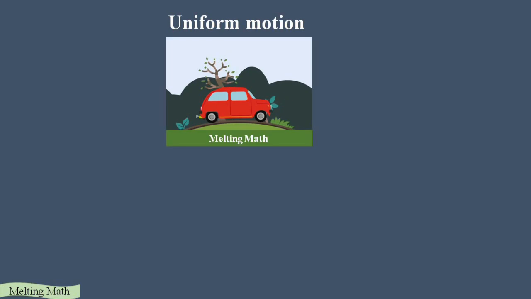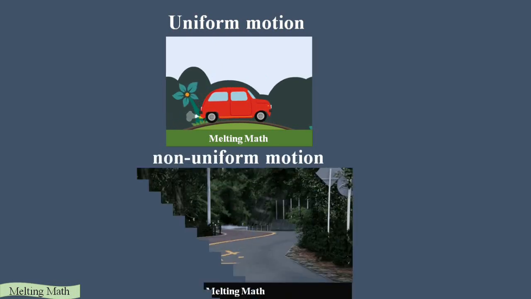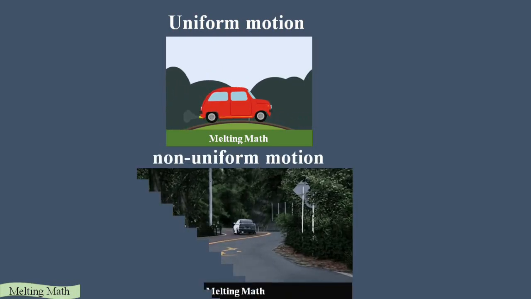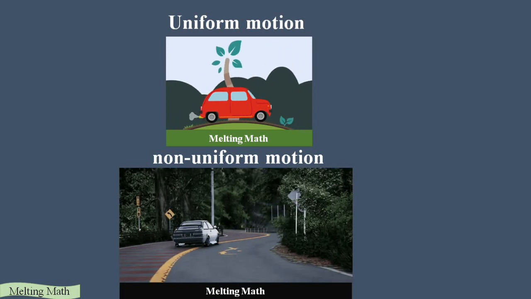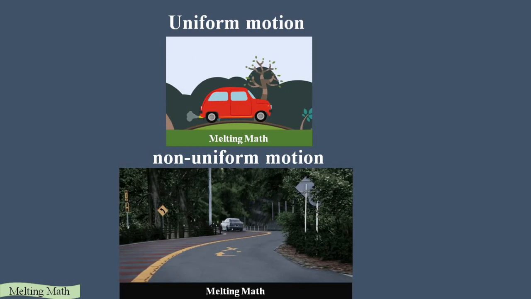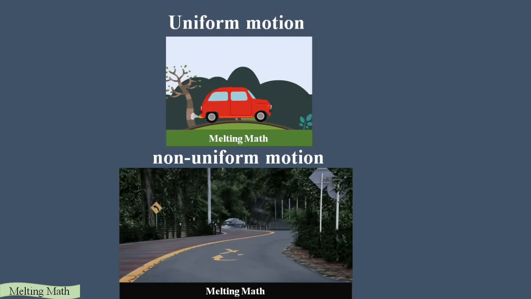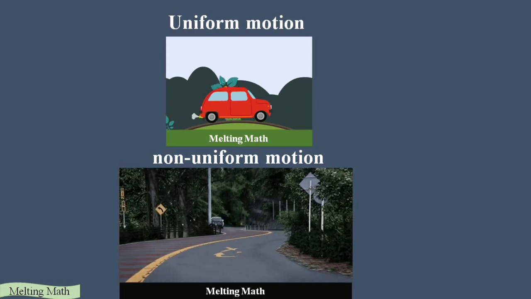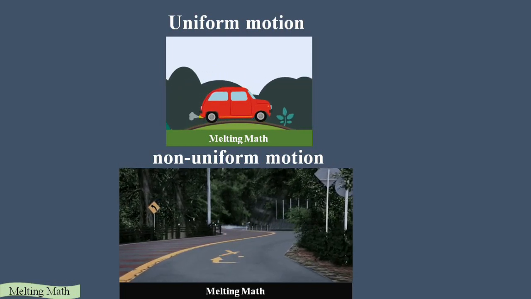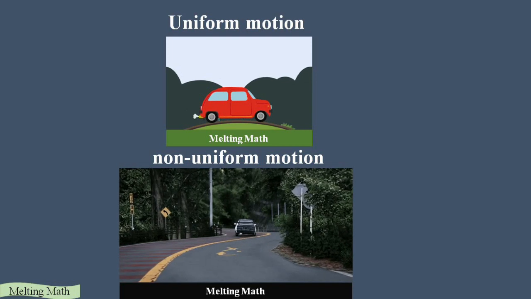Next one, uniform and non-uniform motion. Let's see the uniform motion. When a car moves on a straight road with a constant speed, that's known as uniform motion. For non-uniform motion, when a car starts at rest and moves with various speeds and reaches some place, that's non-uniform motion. For uniform motion, the car moves with the same speed. For non-uniform motion, the car moves with different speeds. That's the main difference between uniform and non-uniform motion.